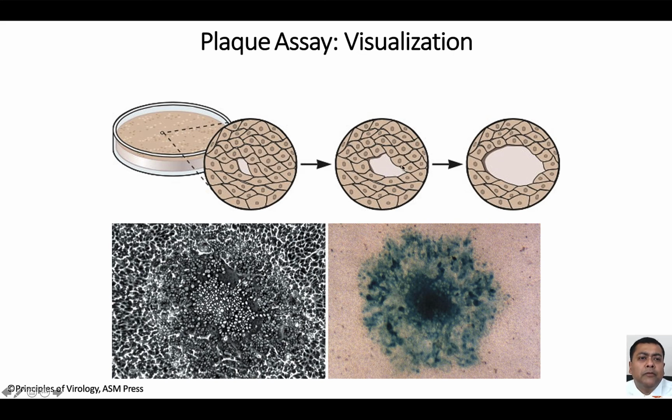These neighboring cells will now die, and more neighboring cells will be infected, and the plaque will grow until a point where you can see it under the light microscope. So here you are looking at a phase contrast unstained sample. On the other hand, there are some plaques which cannot be visualized just by the naked eye. You can use something with a recombinant virus.